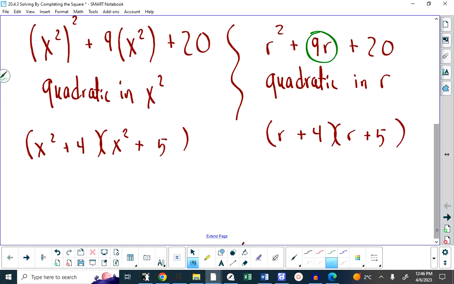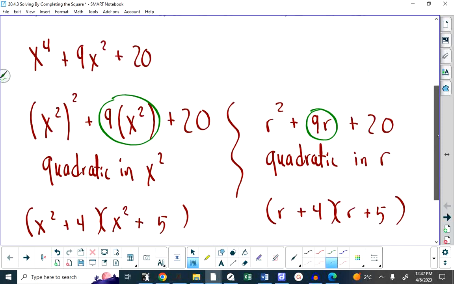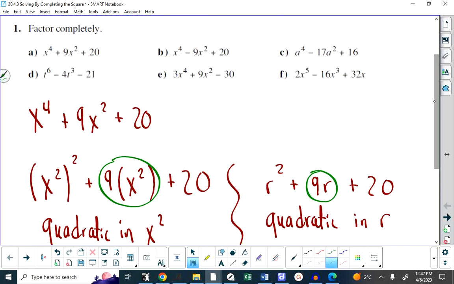Ask yourself now where the 9x squared comes from based on looking at the factored form. And you should come to the conclusion that it's coming from the same place, right? It's just that it's not r's we're getting 4 of and 5 of. It's x squared. So we don't get 4r and 5r to get 9r. We get 4x squared and 5x squared to get 9x squared. And basically, for anything that looks like that, you can factor it that way.